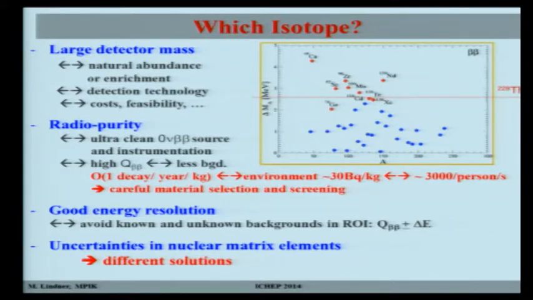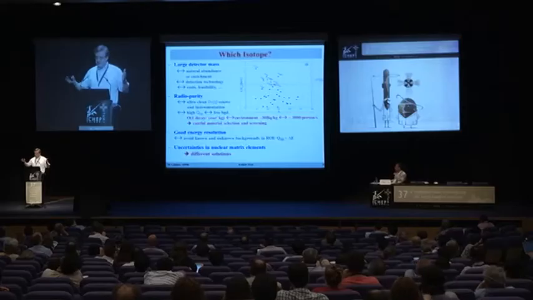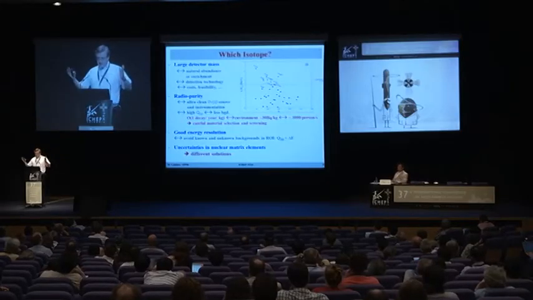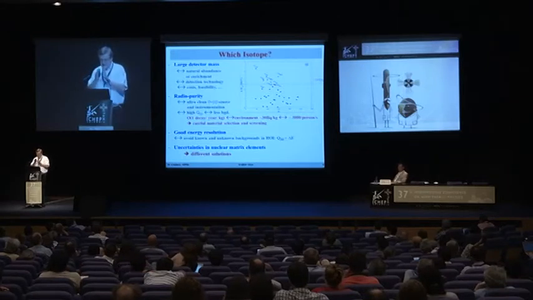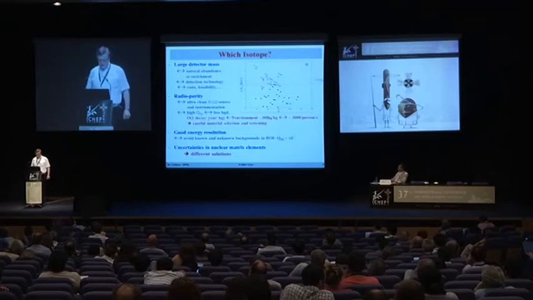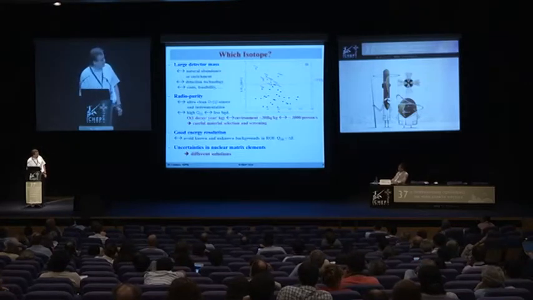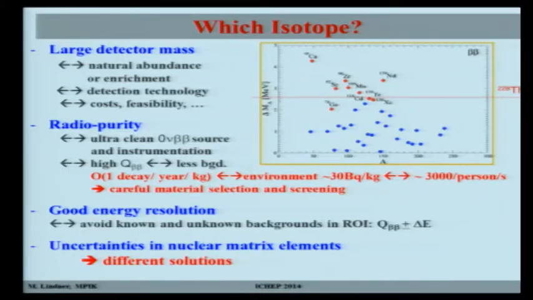Which means that they have to do extremely careful material selection, screening, the art and technology to get such clean materials, build these detectors and run them, not to get blinded by anything else that's out there. You want good energy resolution, because if you have a wide energy window, you essentially see everything that's happening in this energy window. You can't distinguish any background line that's in the interval. So if you have a very narrow energy regime, you can say, is there anything or not, and you don't care about things outside. So it's the region of interest, that's the Q beta beta plus minus delta E, which is important.